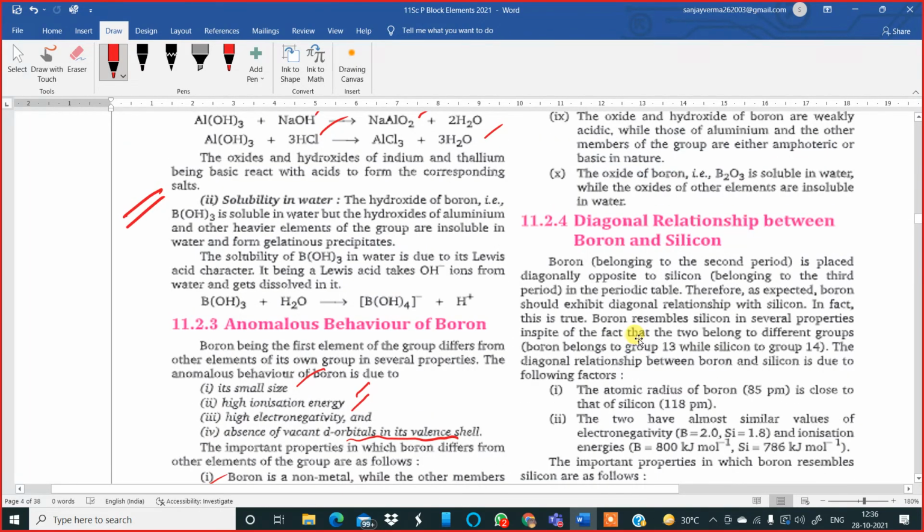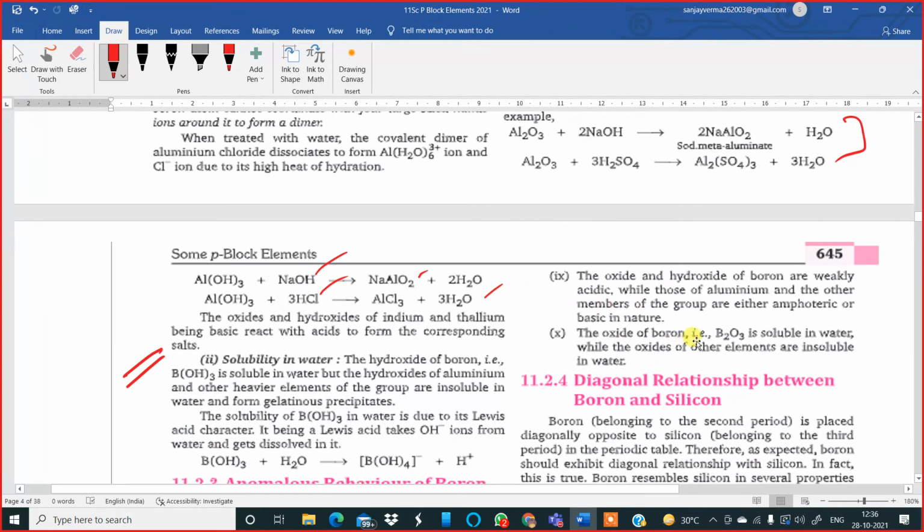Coming to the second column over here. Number 9, the oxide and hydroxides of boron are weakly acidic.